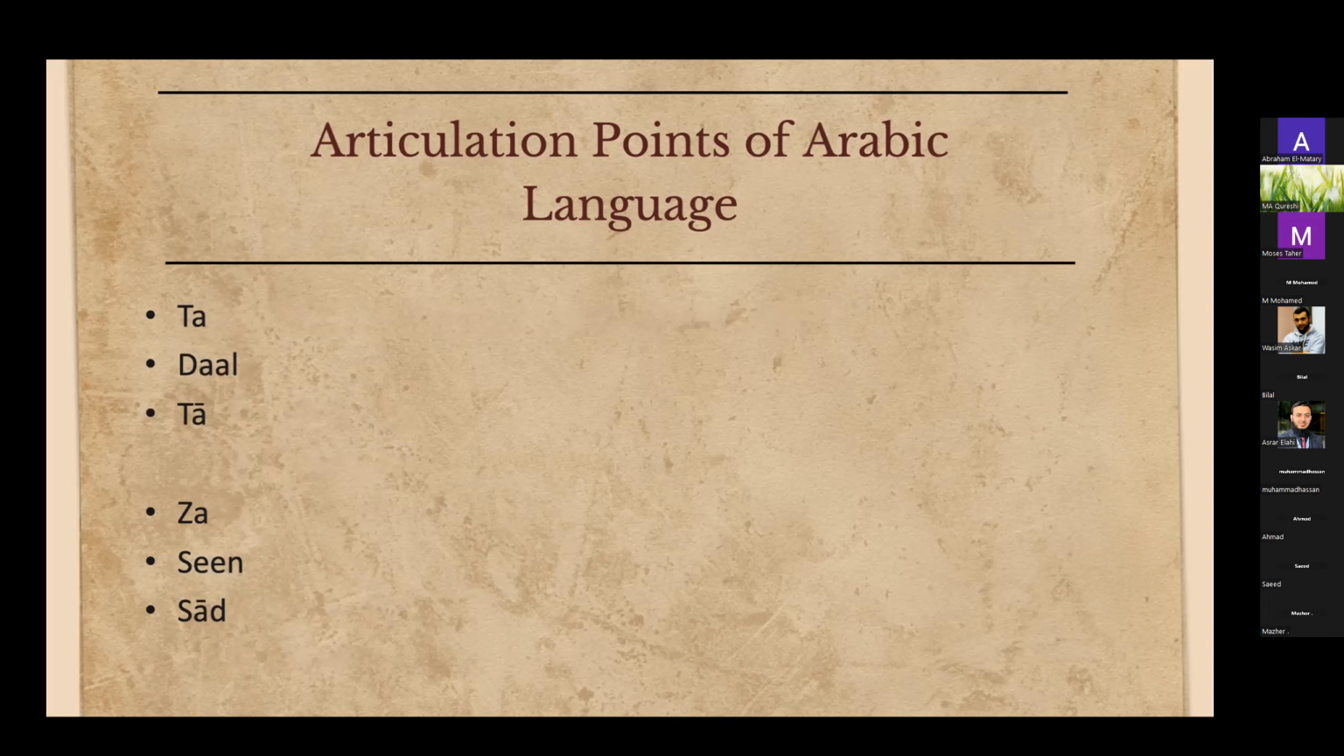The next one, bro. The articulation point of dha, dal and tha: the tip of the tongue with the tip of the upper two incisors, from where we can read dal, tha, and dha. So the difference between tha and dha, it's from the same articulation point. Dha is kind of a heavy letter, so we have to raise the back of the tongue.